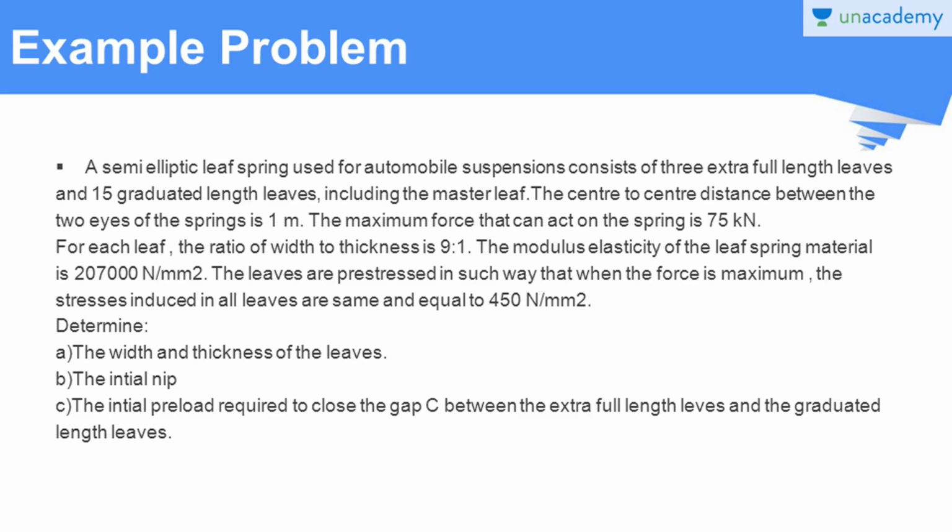So here we have the problem. Determine the width and thickness of the leaves and the initial nip, and also the initial nip preload required to close the gap C, which is called the nip, between the extra full length leaves and the graduated length leaves. So now we are going to apply what we have learned in the past two lectures.